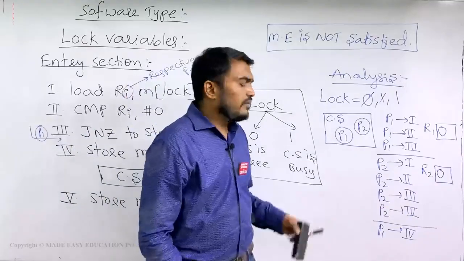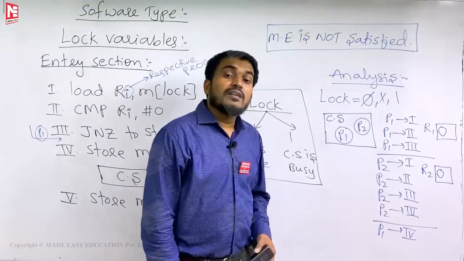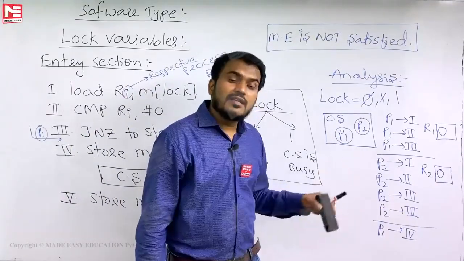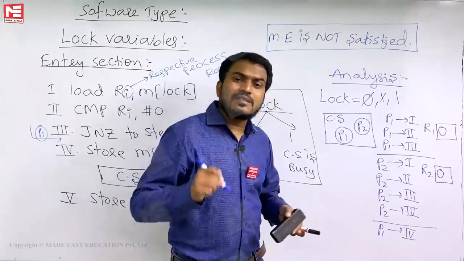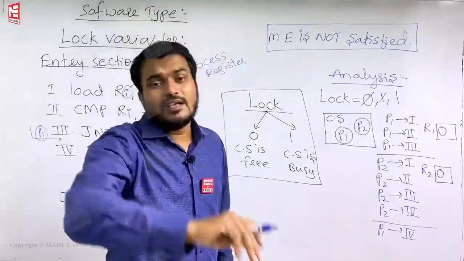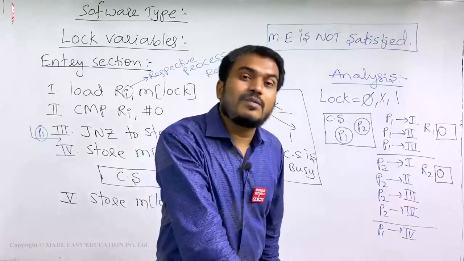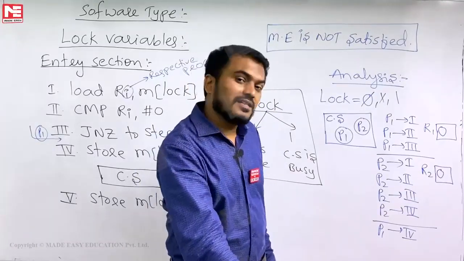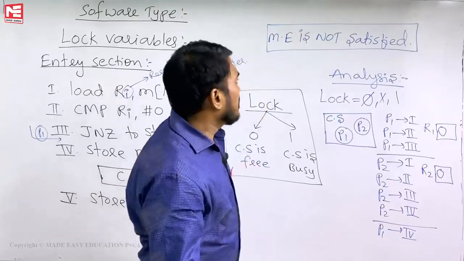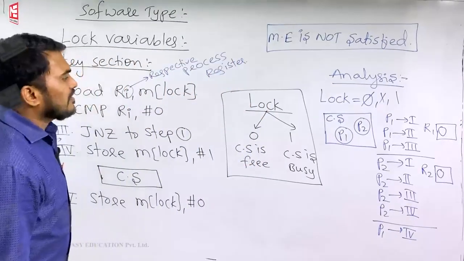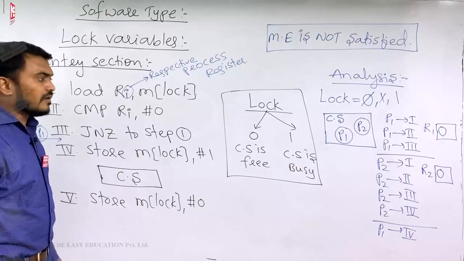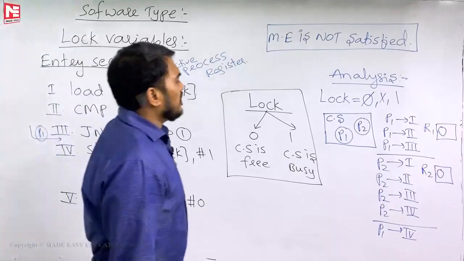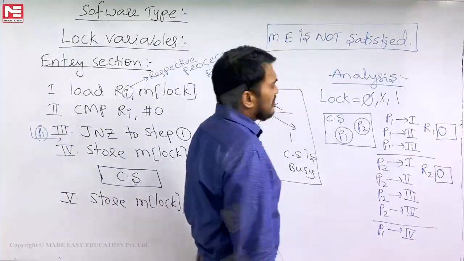Now mutual exclusion has failed, so what problem will arise? If both processes are accessing the shared resource at the same time, what problem can happen? An inconsistency problem can happen. Is that clear for everyone? So this is the problem here, and it is not the correct solution. It is a wrong solution. So please copy the analysis here. Copy this.